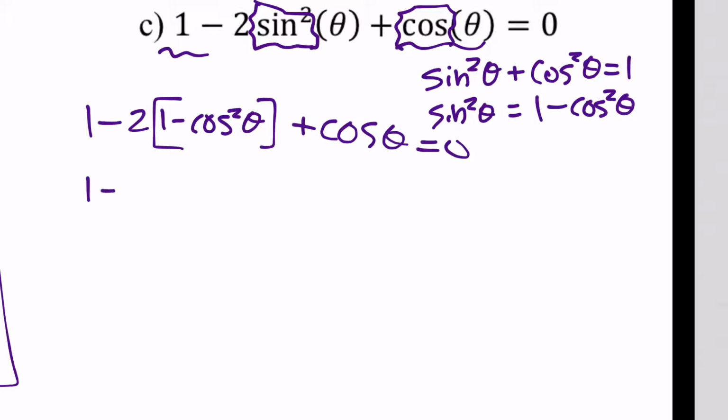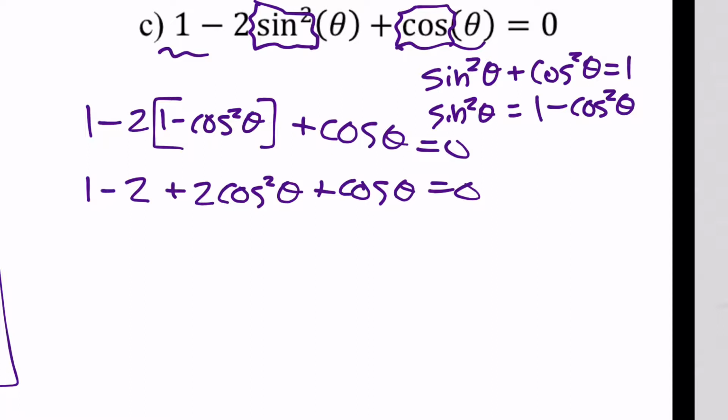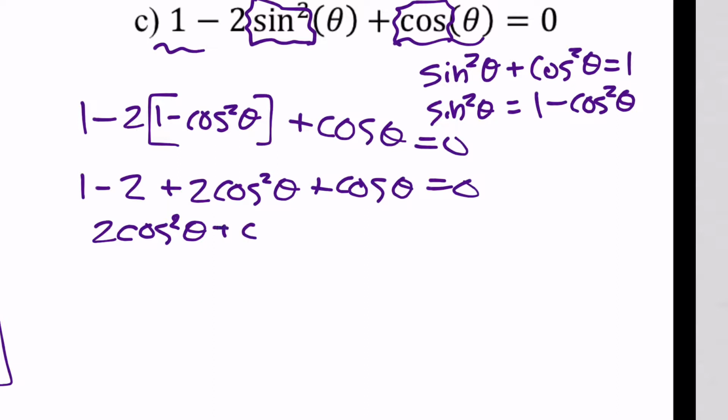1, distribute the minus 2 to that 1, we get 1 minus 2. Distribute that minus 2 to a negative cosine squared, we get plus 2 cosine squared theta plus cosine theta equals 0. So let's combine like terms. Let's call this 2 cosine squared theta plus cosine of theta. And a 1 minus 2 will give me a minus 1 constant term at the end.